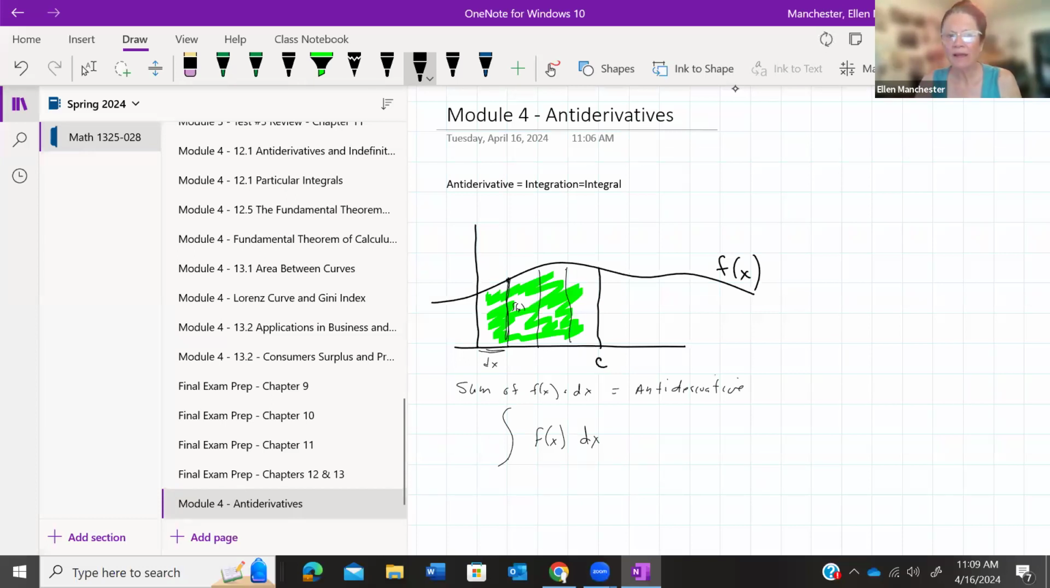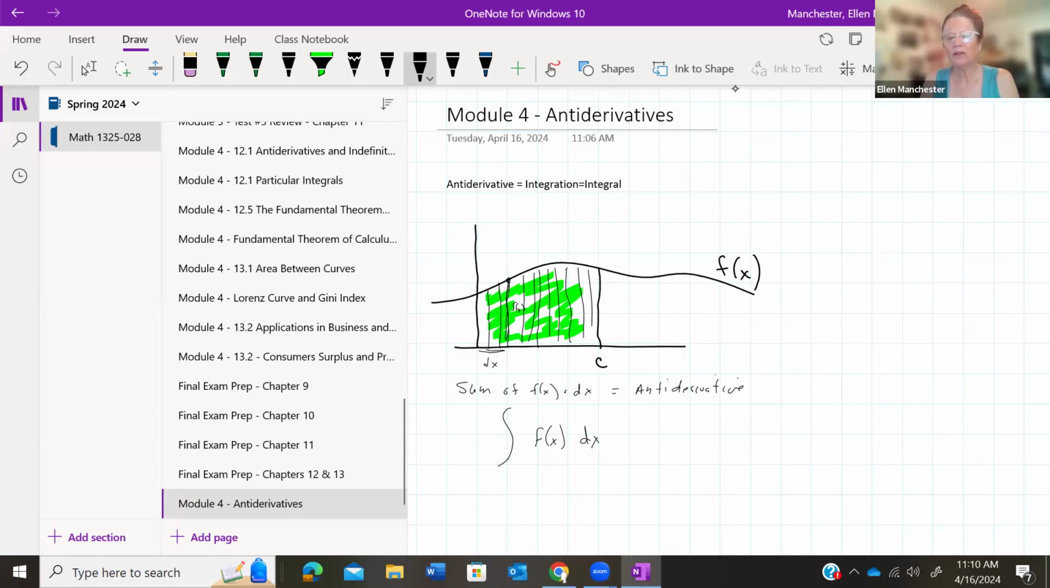Okay, now if I create more and more and more little rectangles, the smaller they get, the more precise my area is going to be. Because once I start really breaking them up into real small chunks, then I'm going to get really close to what the area under the curve is. So this is the notation that you're going to be used to seeing.